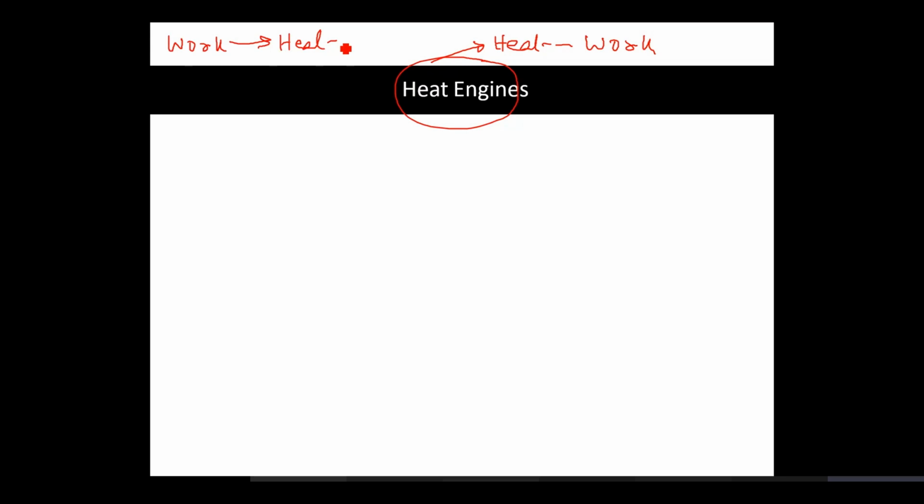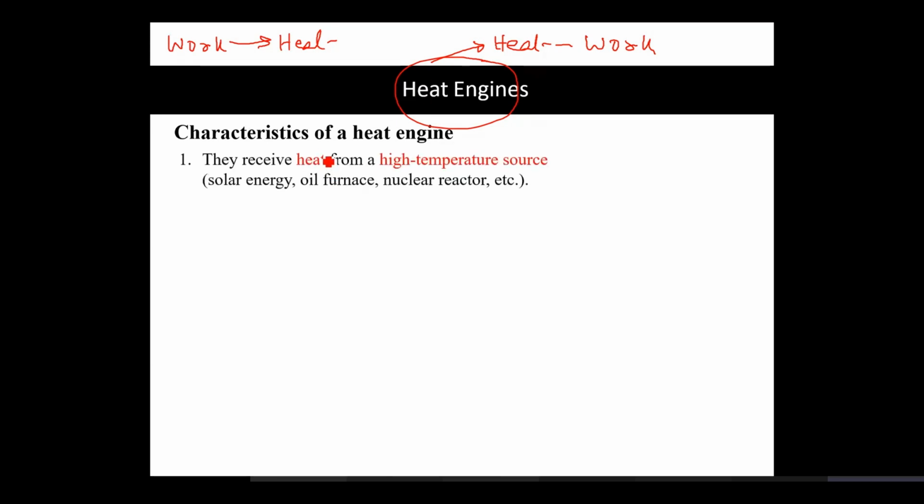heat engines are the devices that are used, and there are four characteristics of heat engines that must be met in order for a heat engine to operate. The first characteristic was that heat engines receive heat from a high temperature source. This could be solar energy, oil furnace, nuclear reactor, or some other source. So they receive heat since heat has to be converted into work. So heat from a high temperature source is necessary.